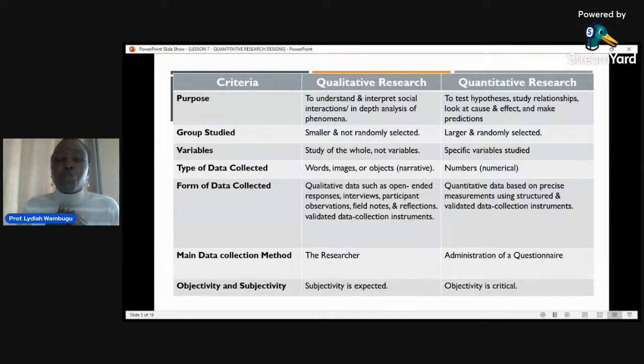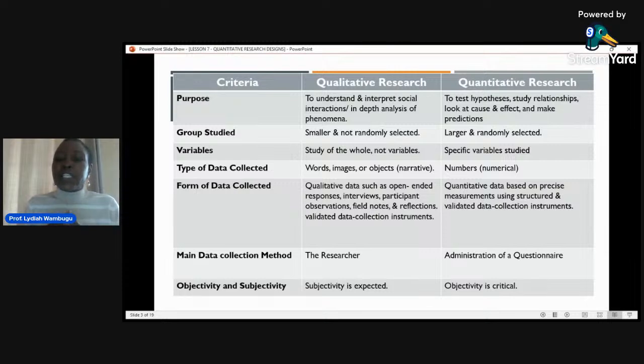What are the types of groups that are studied in qualitative? Normally, they are small and they are not randomly selected. This small group is normally said to be information rich, because it is the person you want to have an in-depth understanding. So you go to that small sample that has the information.